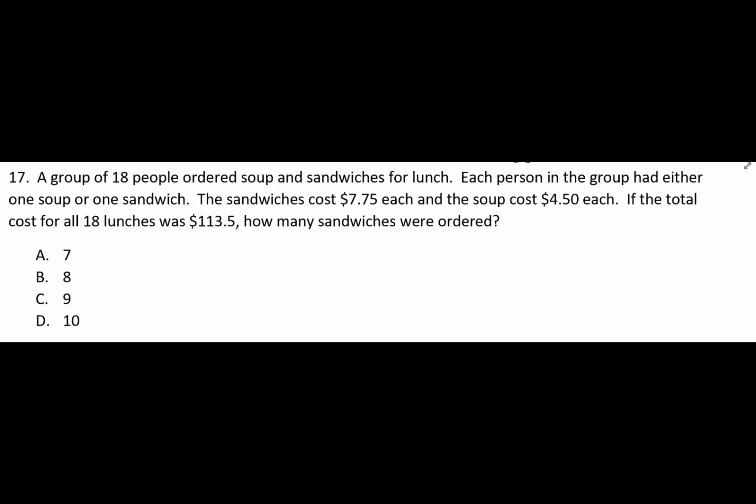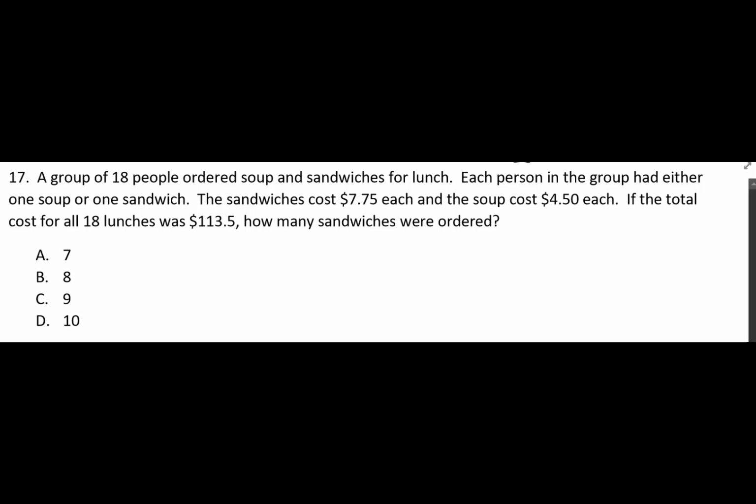A group of 18 people ordered soup and sandwiches for lunch. Each person in the group had either one soup or one sandwich. The sandwiches cost $7.75 each, and the soup cost $4.50 each. The total for all 18 lunches was $113.50. How many sandwiches were ordered?